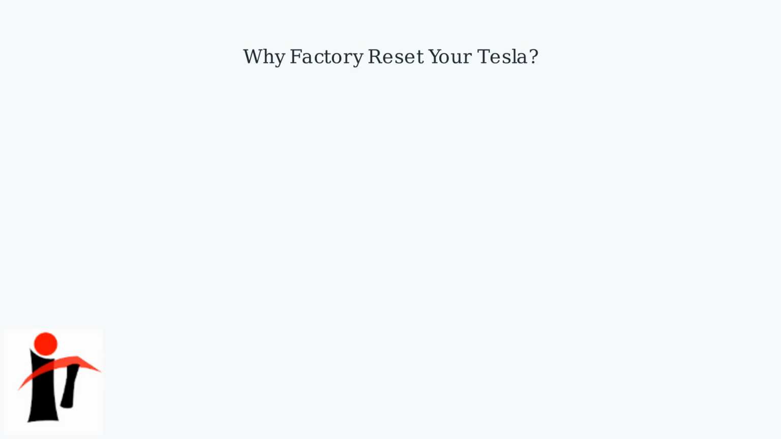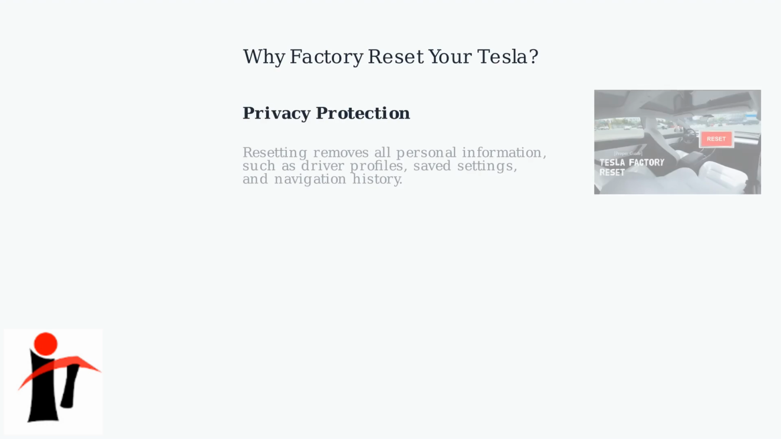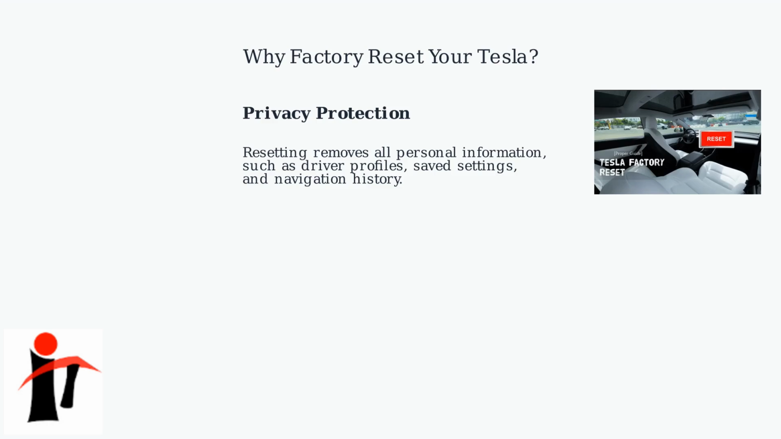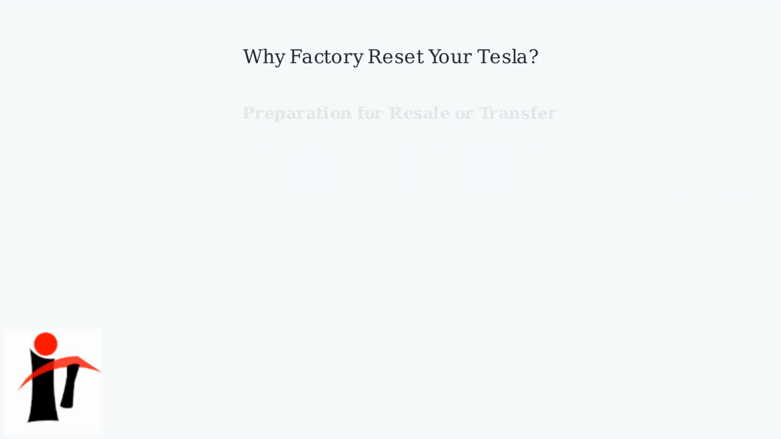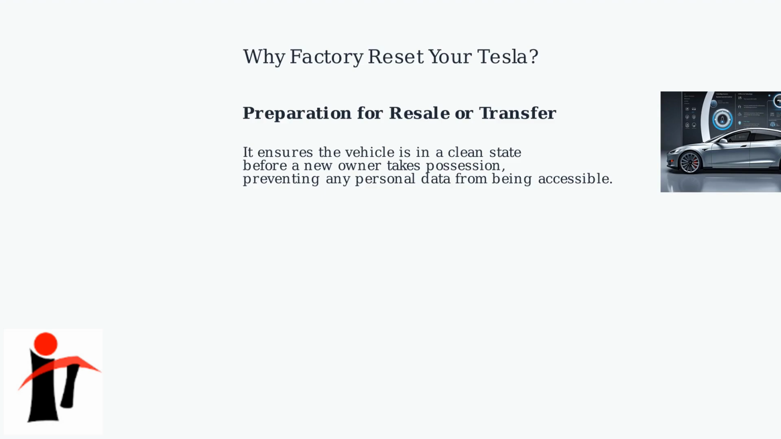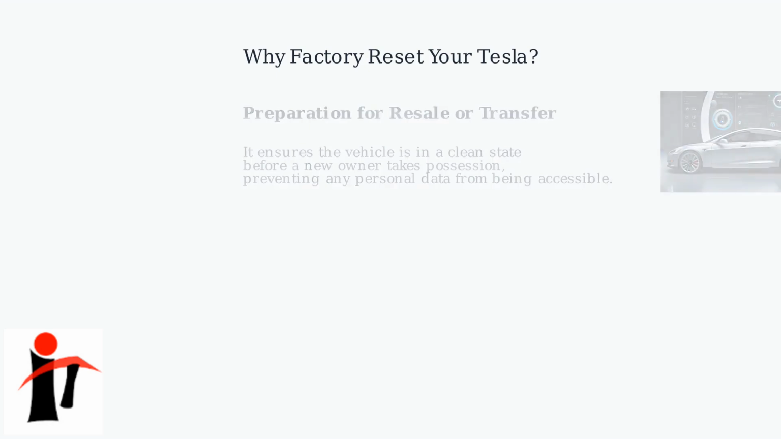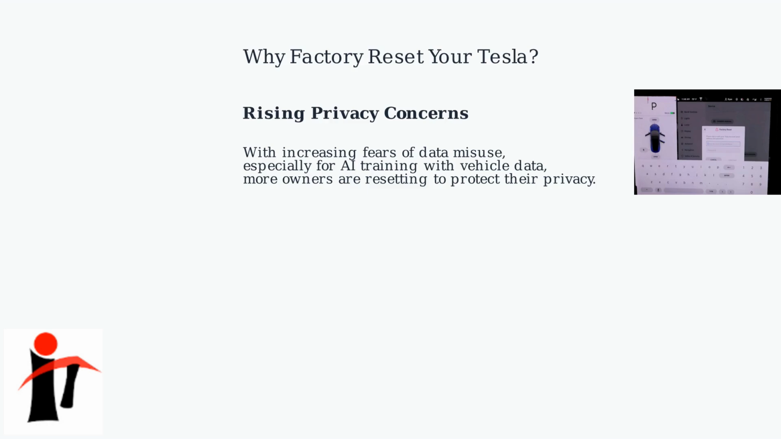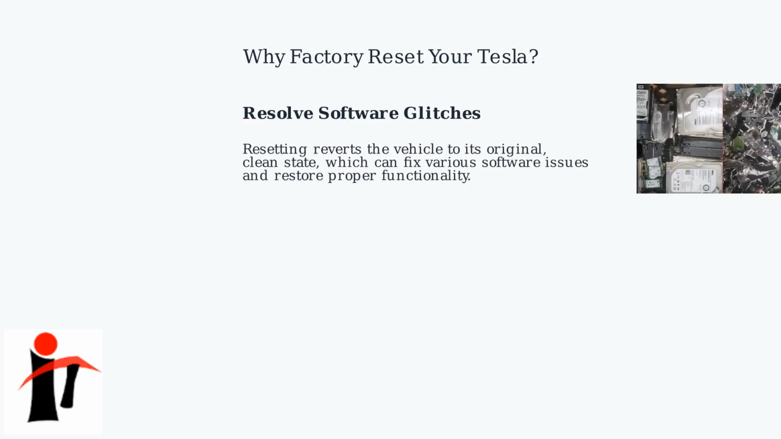The primary reasons to factory reset your Tesla are privacy protection and preparing the vehicle for resale or transfer of ownership. Resetting removes all personal information, such as driver profiles, saved settings, and navigation history, ensuring your data stays private. It ensures the vehicle is in a clean state before a new owner takes possession, preventing any personal data from being accessible. With increasing fears of data misuse, especially for AI training with vehicle data, more owners are resetting to protect their privacy. Resetting reverts the vehicle to its original clean state, which can fix various software issues and restore proper functionality.